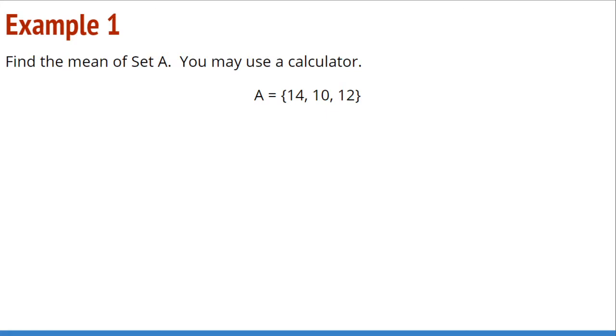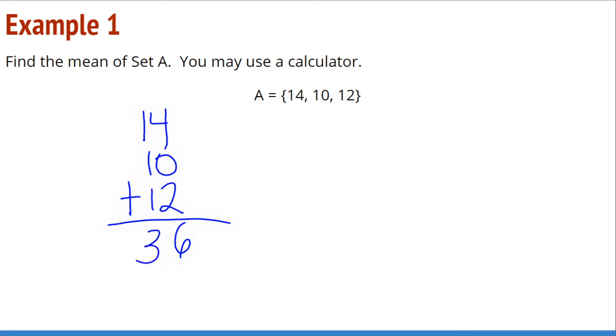So example 1, find the mean of set A. You may use a calculator. So step 1, we total the items in the data set. So 14 plus 10 plus 12. So we add everything up, and if you remember back in lesson 6, we had the video where we put everything into a big pile. So by adding it all together, we'll put it in a big pile. 4 plus 2 is 6. 10 plus 10 plus 10 is 30. I've got 36. So here is step 1, find the total.